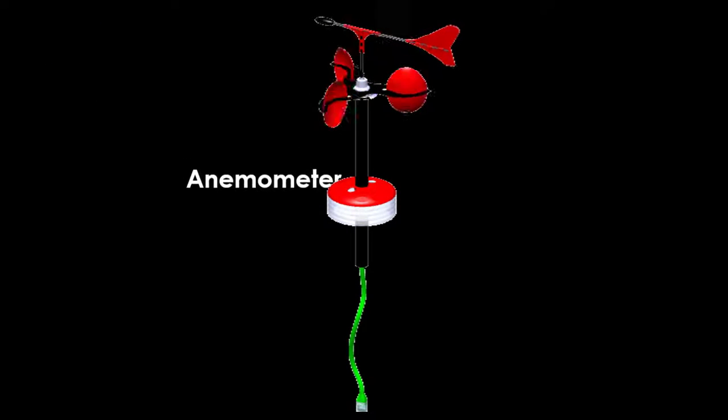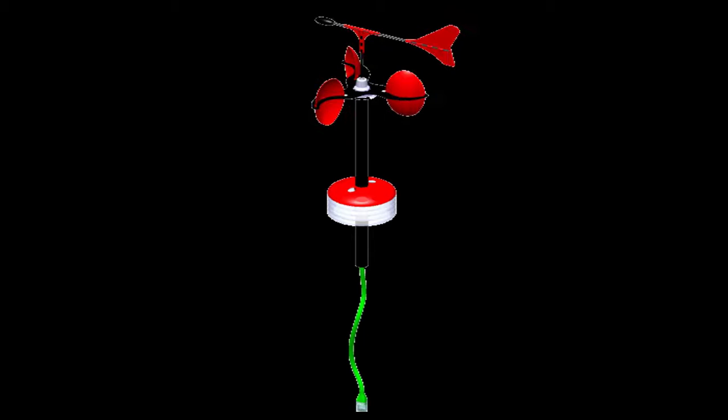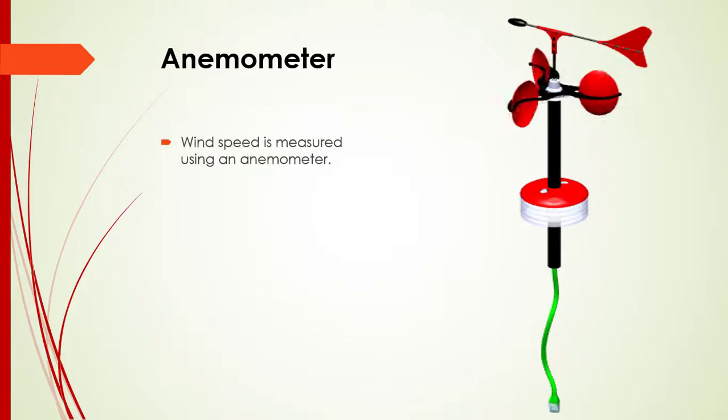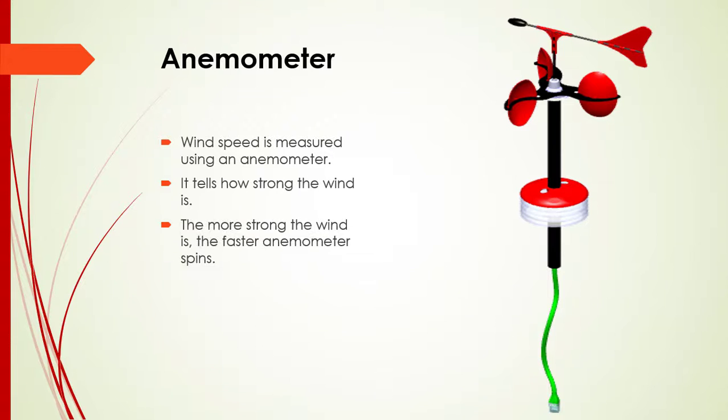Anemometer. Anemometer tells us about the wind speed, and wind speed is measured using an anemometer. It tells us how strong the wind is. The stronger the wind is, the faster the anemometer spins.